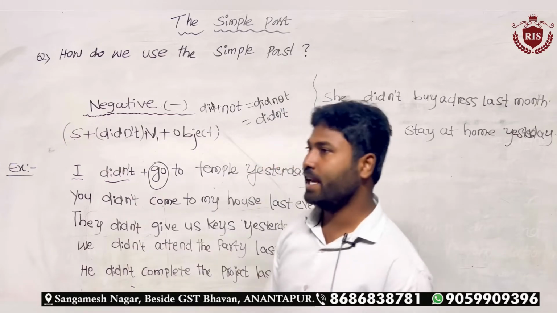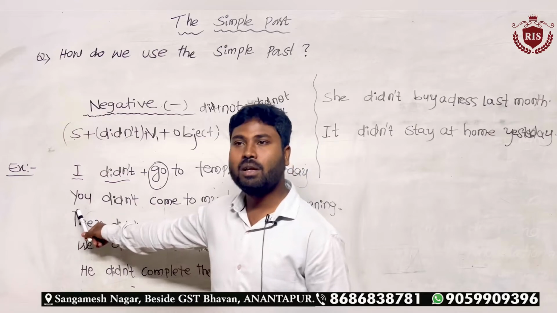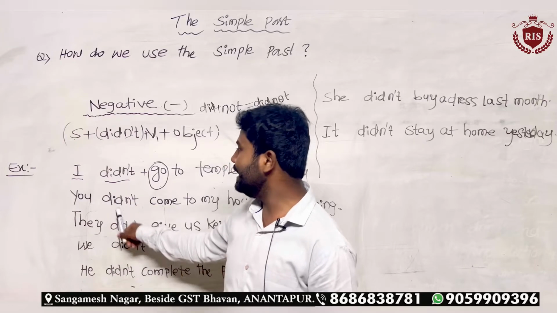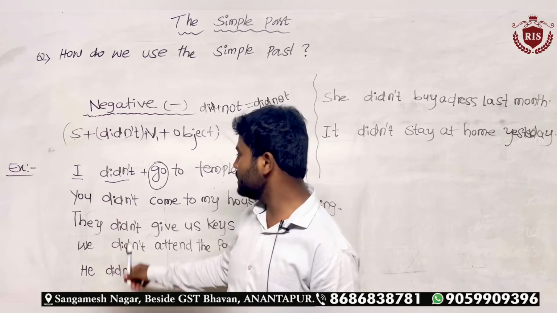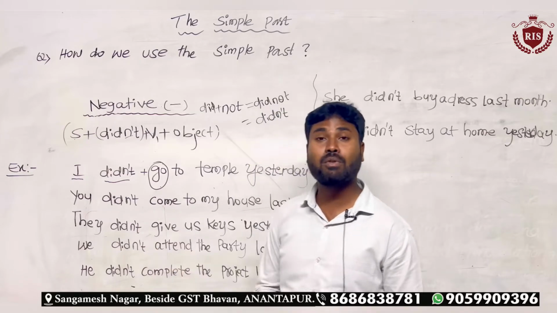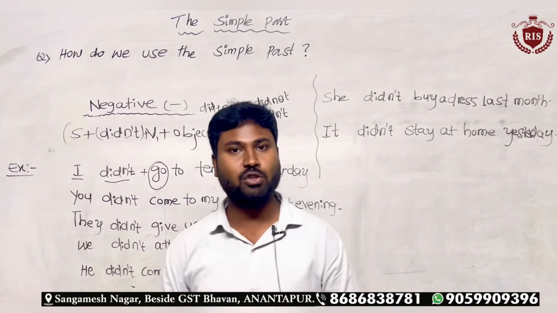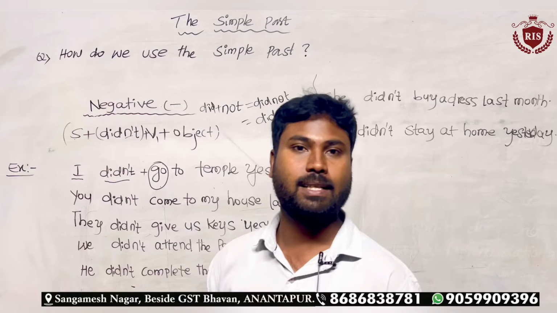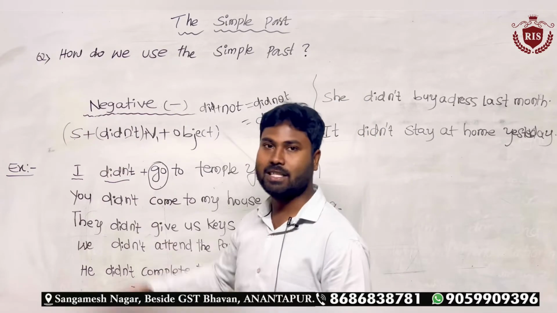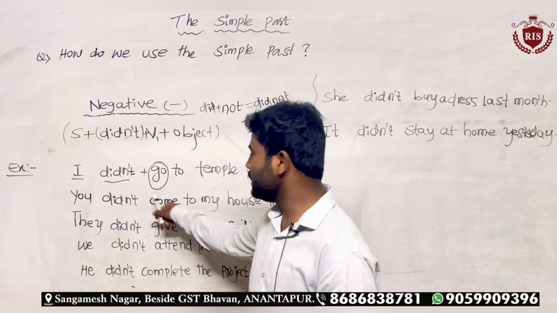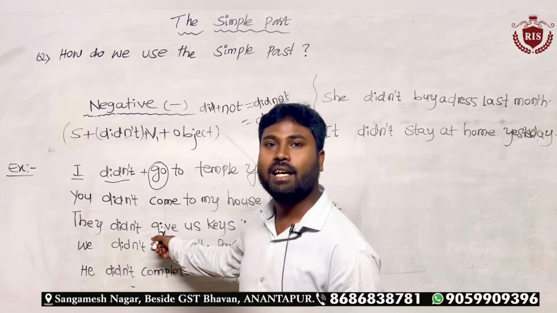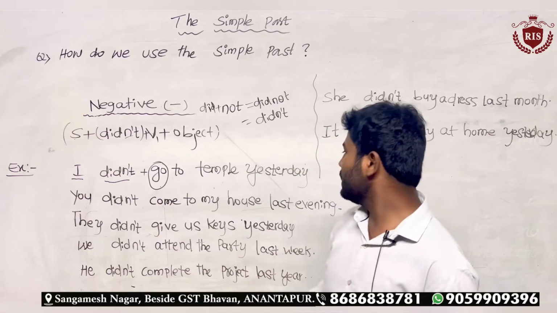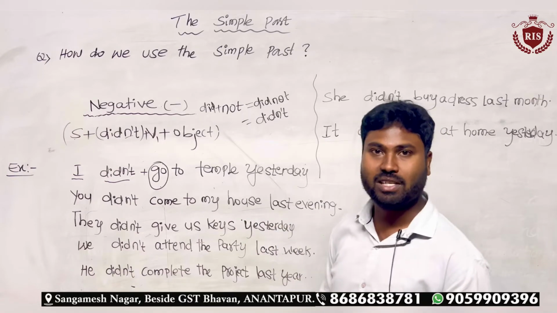Next, look at the second example as well. In the second example, we have taken the pronoun you as a subject, and we have taken didn't as usual, as in the first sentence. After didn't, what form of the verb are we supposed to pick? We have to take the infinitive form of the verb after didn't in the negative sentence in the simple past, right? So we have again taken come as the verb after didn't, and to my house last evening, this object follows as usual.